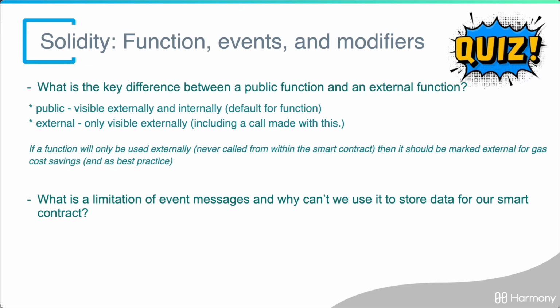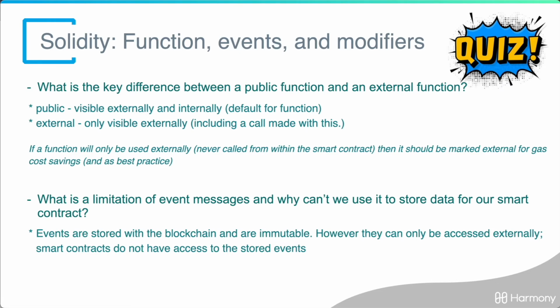So what's the limitation of event messages, and why can't we use them to store data for our smart contract? The answer is because the events are stored within the blockchain and are immutable. However, they can only be accessed externally. Smart contracts themselves do not have access to the stored events. So while we can store lots of data, we can't actually access it from the smart contract, but we can access it externally.